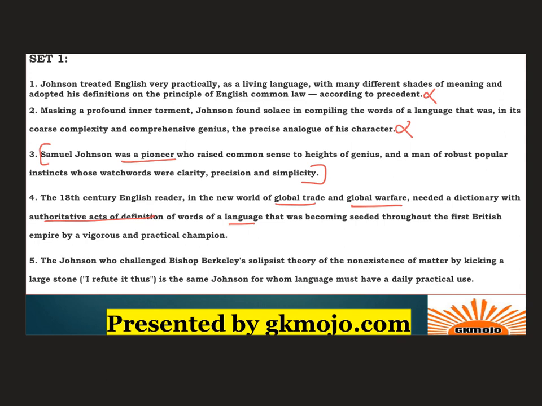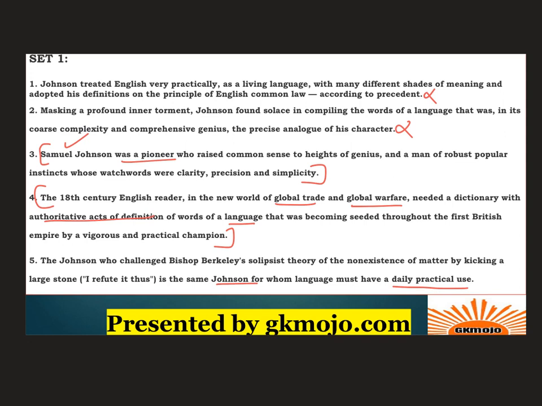Fifth sentence: The Johnson who was challenged by Bishop Berkeley's solipsistic theory of the non-existence of matter by kicking a large stone, 'I refute it thus,' is the same Johnson for whom language must have a daily practical use. Alright, again Johnson is related to language. So if I have to decide between three and four, I think four is the best opening sentence. Why? Because this is generalistically talking, while three is very specific about Samuel Johnson.